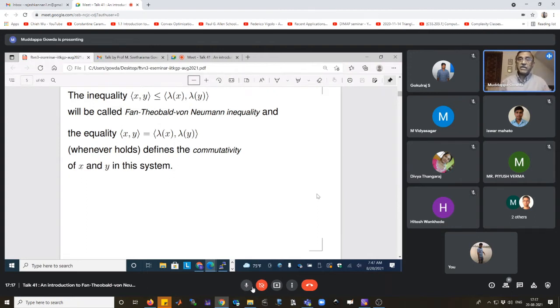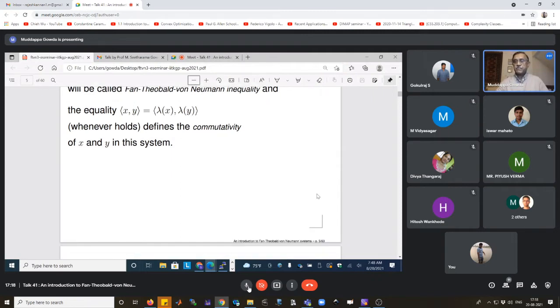I say that x and y commute if the inner product of x and y equals the inner product of lambda x and lambda y. So you have the Fan-Theobald-von Neumann inequality. Whenever you have equality there, you say that x and y commute. That is my definition of commutativity. Okay, this is a new concept. It's strange that commutativity comes in this particular form, as you will see that this is new even in the case of matrices.